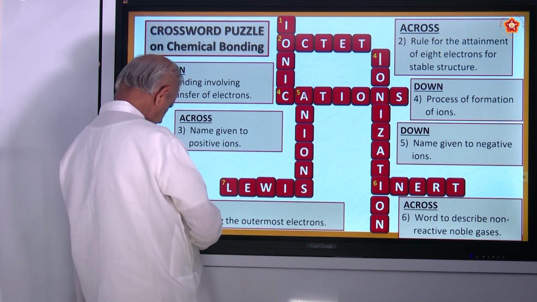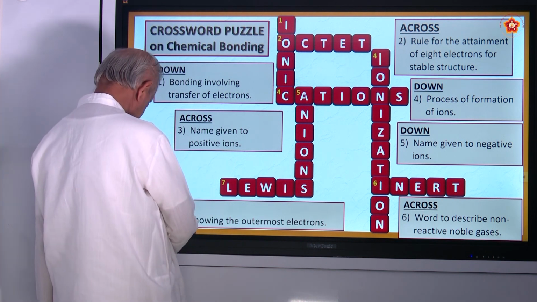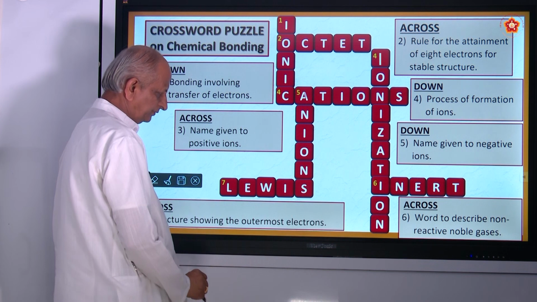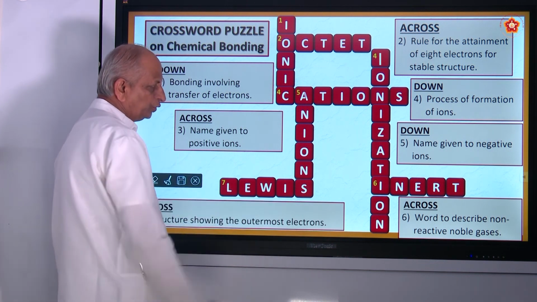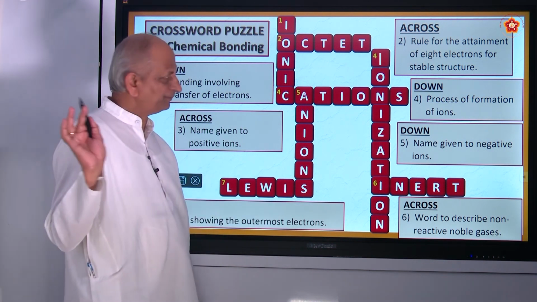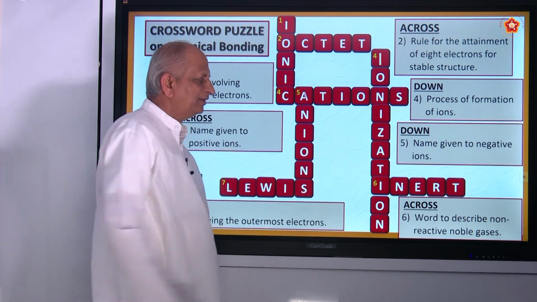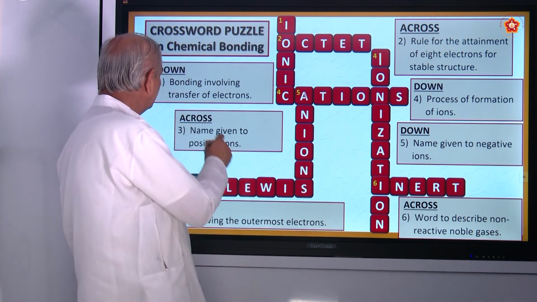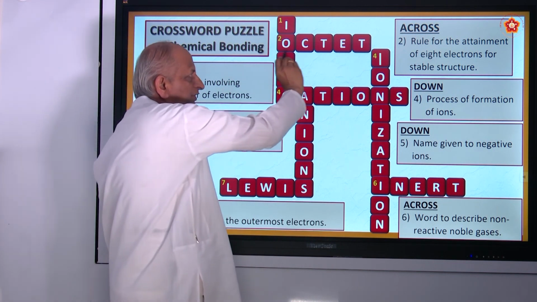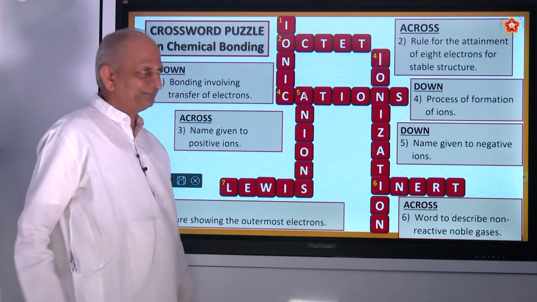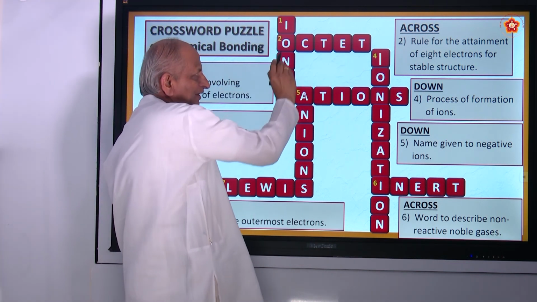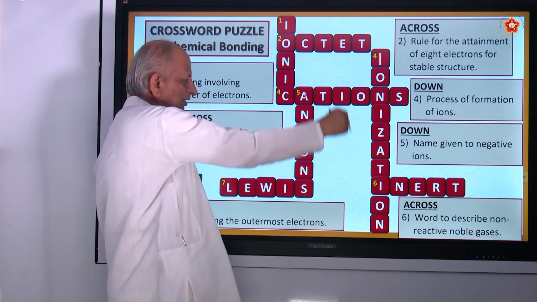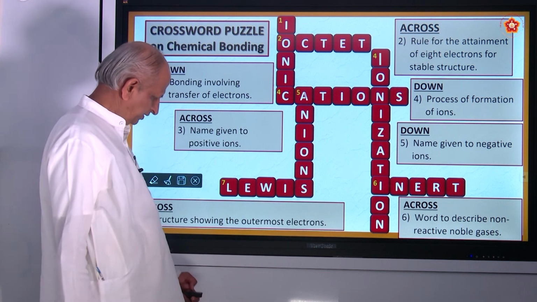And here you have: structure showing the outermost electrons. They are called Lewis structure. Is it clear? So this is a beautiful crossword. There are two things. One is down, this is called across. Down means vertical, across means horizontal. Okay. So these are the answers for all that. So try to understand yourself.